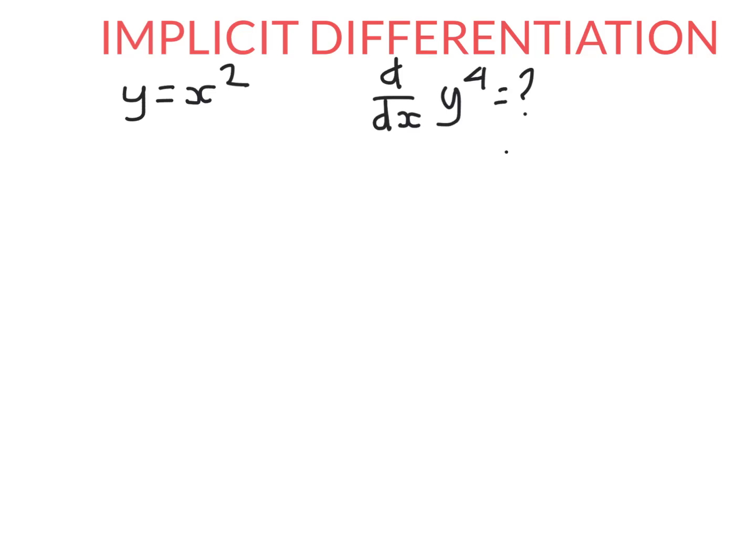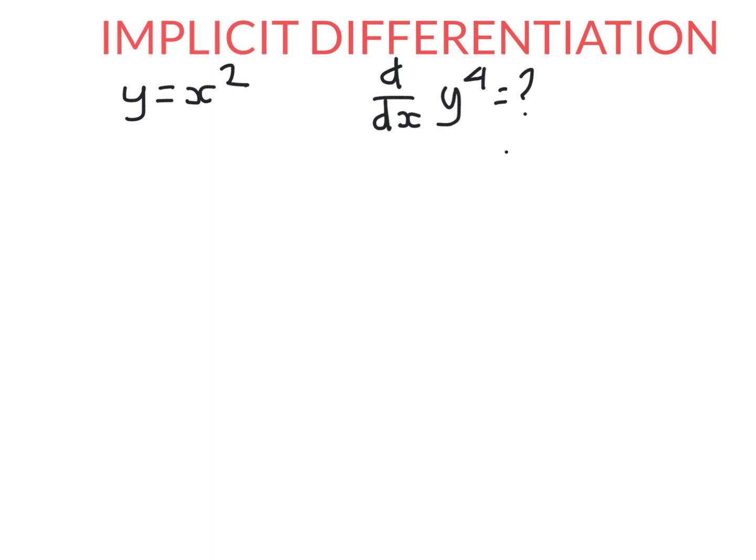Thank you so much for tuning into this video in which we will look at implicit differentiation. So I'm just going to start with this example. y equals x squared. We're going to find the derivative of y to the power of 4. So how would we actually do that? Well, we'd use the chain rule.